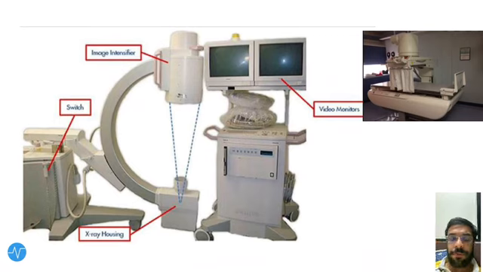First, from the X-ray housing, X-rays will be produced. It will go and hit the table. On the table, the patient is lying down, so it will hit the patient, and the transmitted X-rays will go above and hit the image intensifier. In the image intensifier, the first part it will hit is the input phosphor. This input phosphor will convert X-ray into light. This light will go and hit the photocathode.